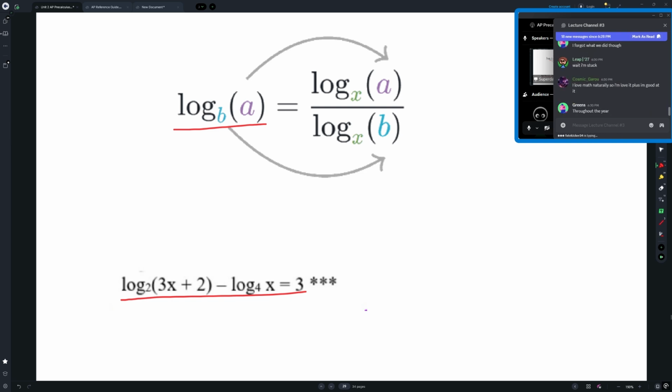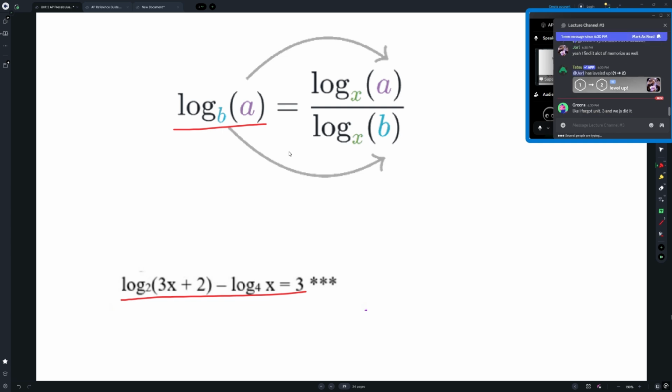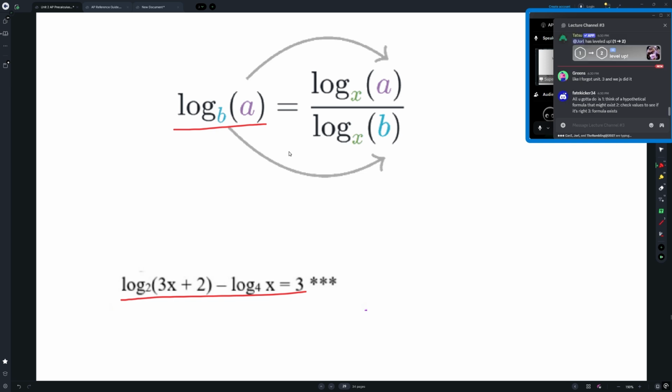Yeah, I also like math over history, so it kind of does help to stay focused. We haven't done that yet. Oh yeah, maybe in class. All I gotta do is think of a hypothetical formula that might exist, check values to see if it exists. Yeah, that's one way to do it.